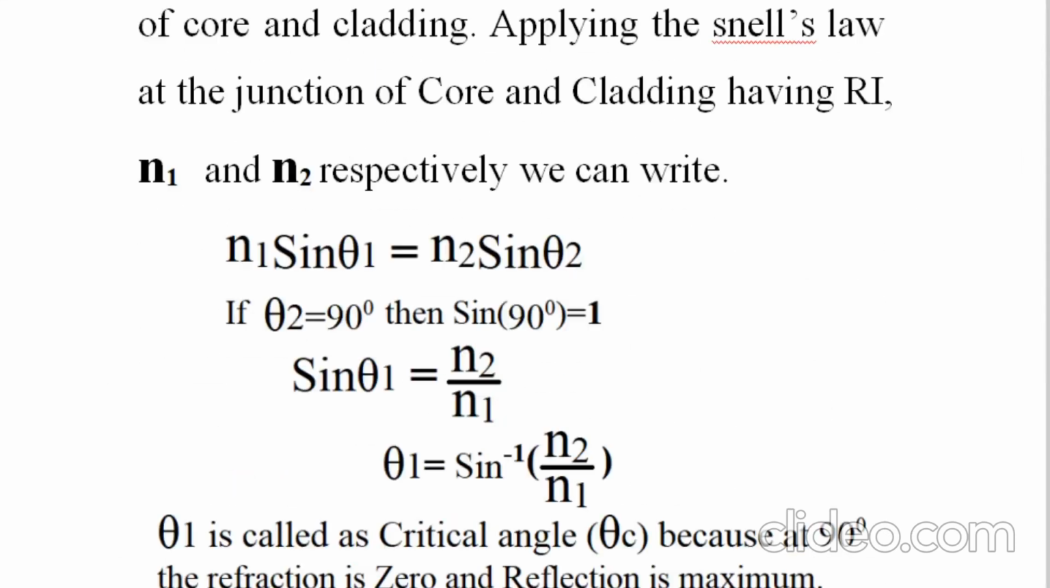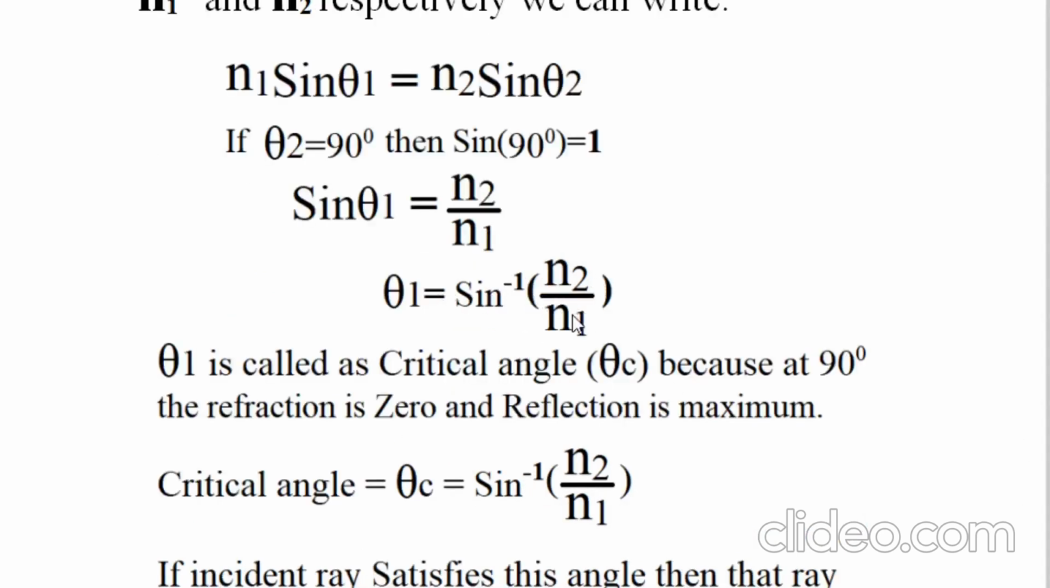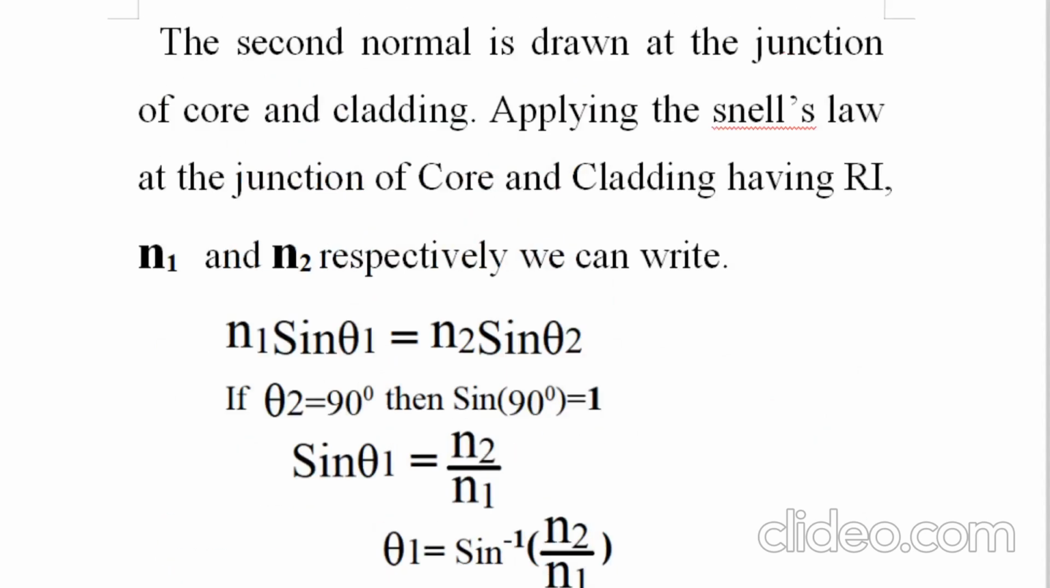Therefore, here you can write the equation N1 sin theta 1 equal to N2 sin theta 2. If theta 2 is equal to 90 degrees, then sin 90 equal to 1. Then you can write N1 sin theta 1, with N1 taken on this side, equal to N2 times sin 90, which is 1. Therefore sin theta 1 equal to N2 upon N1. Very simple. Theta 1 equal to sin inverse of N2 upon N1. And this is the theta 1 at which theta 2 becomes 90 degrees.